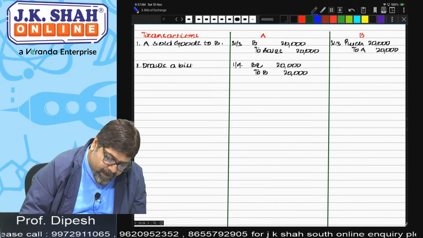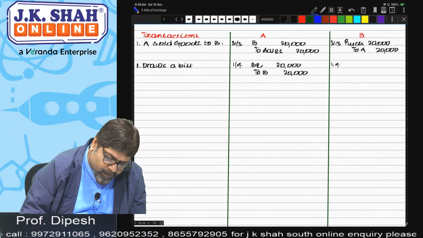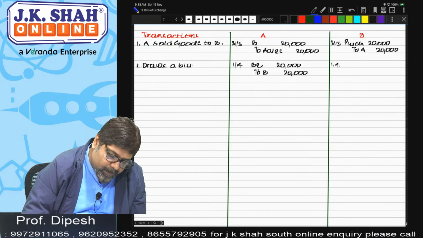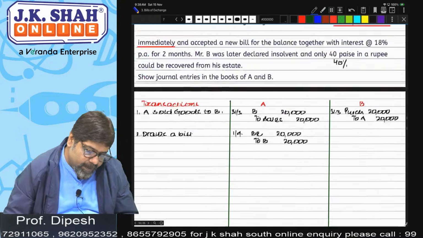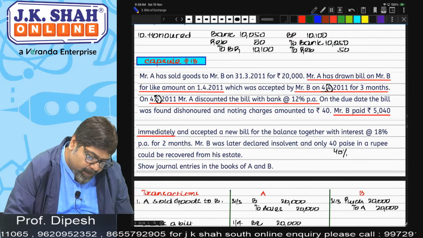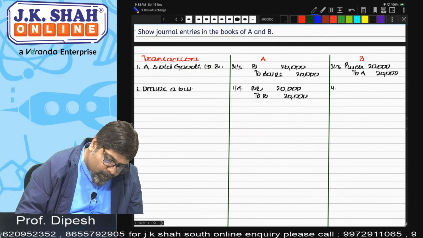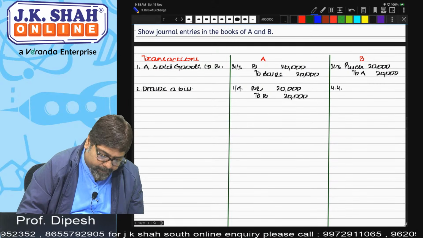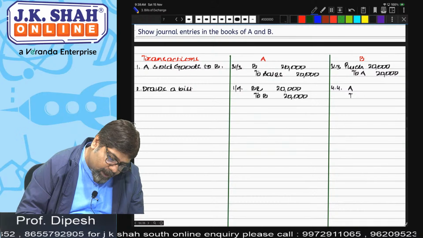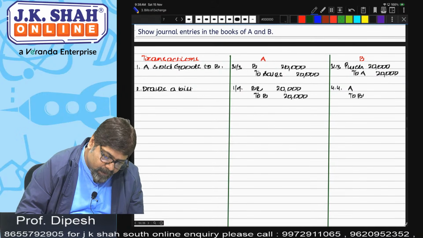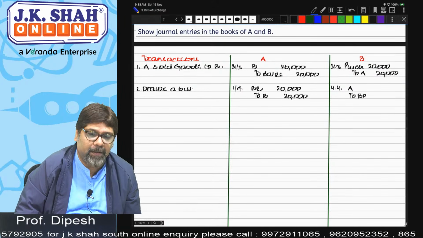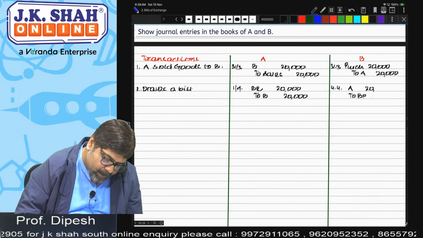B will pass the entry on 1/4. B accepted the bill on which date? B accepted the bill on 4th April. So on 4th April, A to bills payable. How much? 20,000.